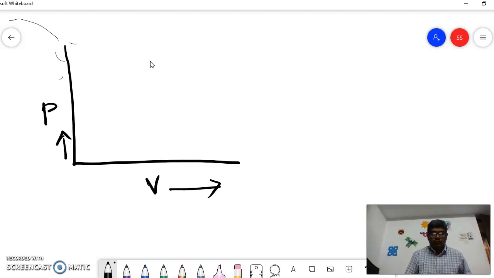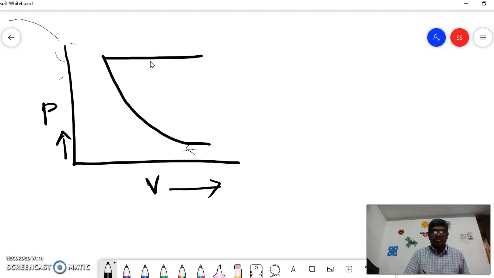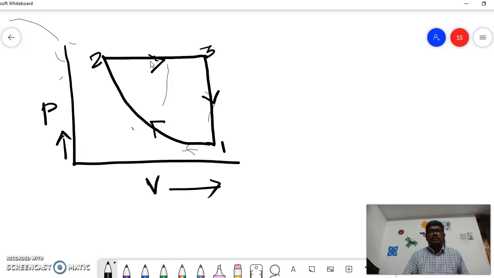It's a pressure versus volume diagram, where you can represent a thermodynamic process like this, like this, like this. So this has three processes: one, two, and three. This is called a PV diagram. This diagram represents three processes.